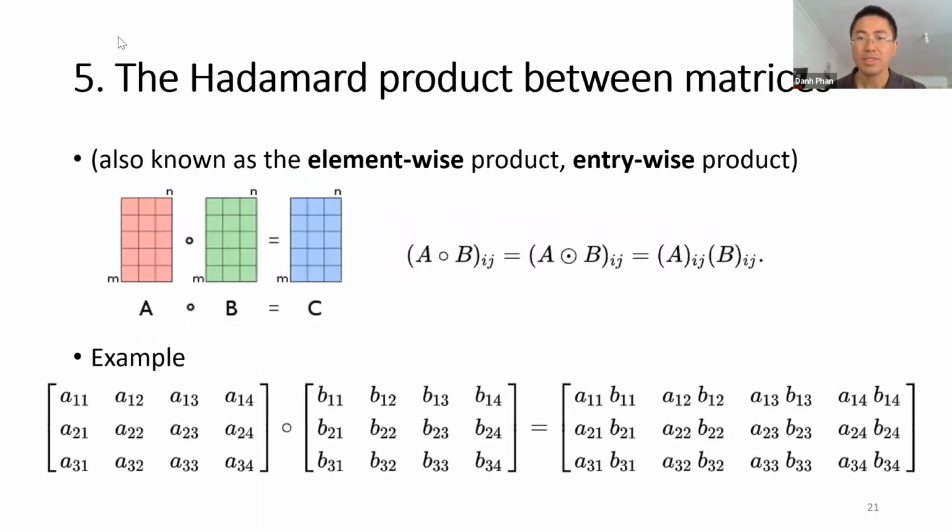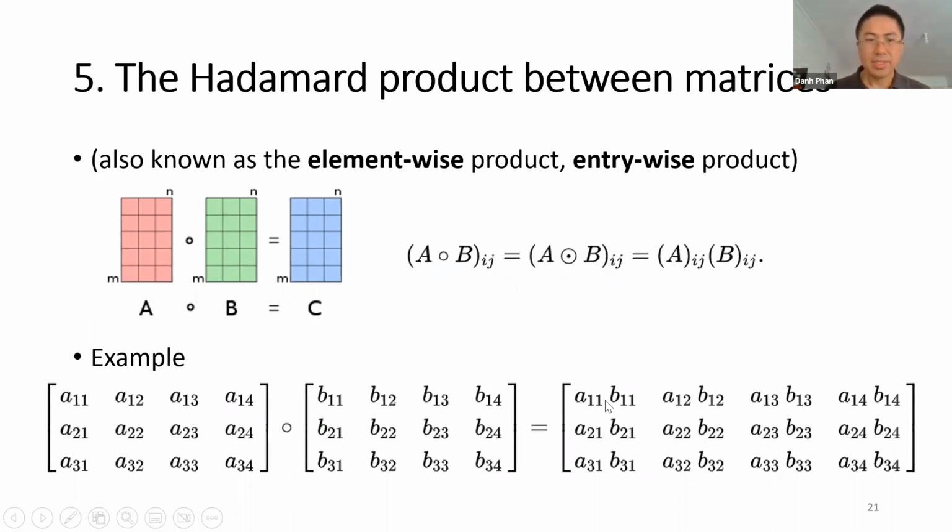The Hadamard product between two matrices is the element-wise product. So if we have matrix A, M by N, Hadamard product with matrix B, M by N, it will equal matrix C, also the same shape, where we multiply each element of A with each element of B together. So here is an example of the Hadamard product. It is the element-wise product, so this element here will equal A11 multiplied by B11.